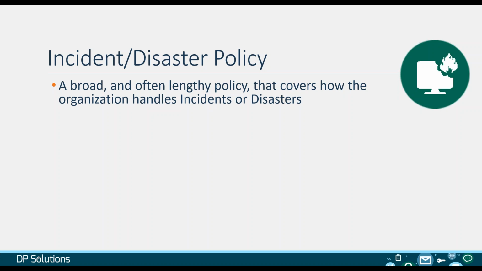A disaster, on the other hand, I would say is much more serious. We have to work in another site. Our entire system has been compromised. We're worried about a data breach. We have to restore all of our data. These major things are going to impact really almost everyone in the organization and potentially people outside of the organization.